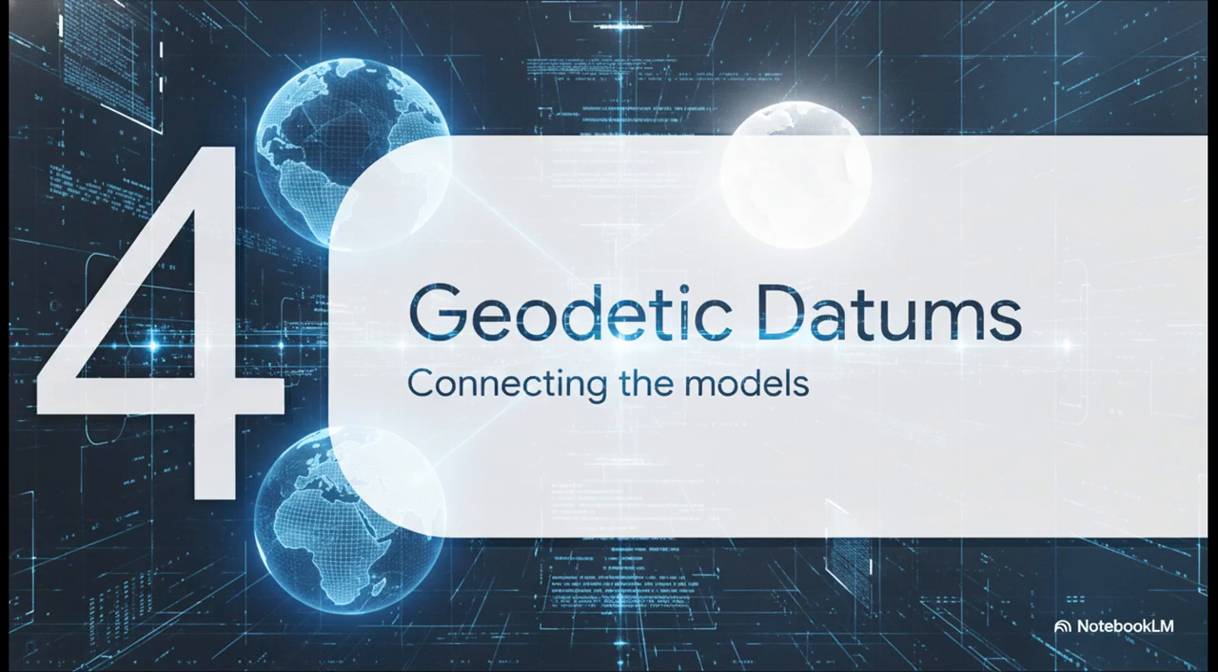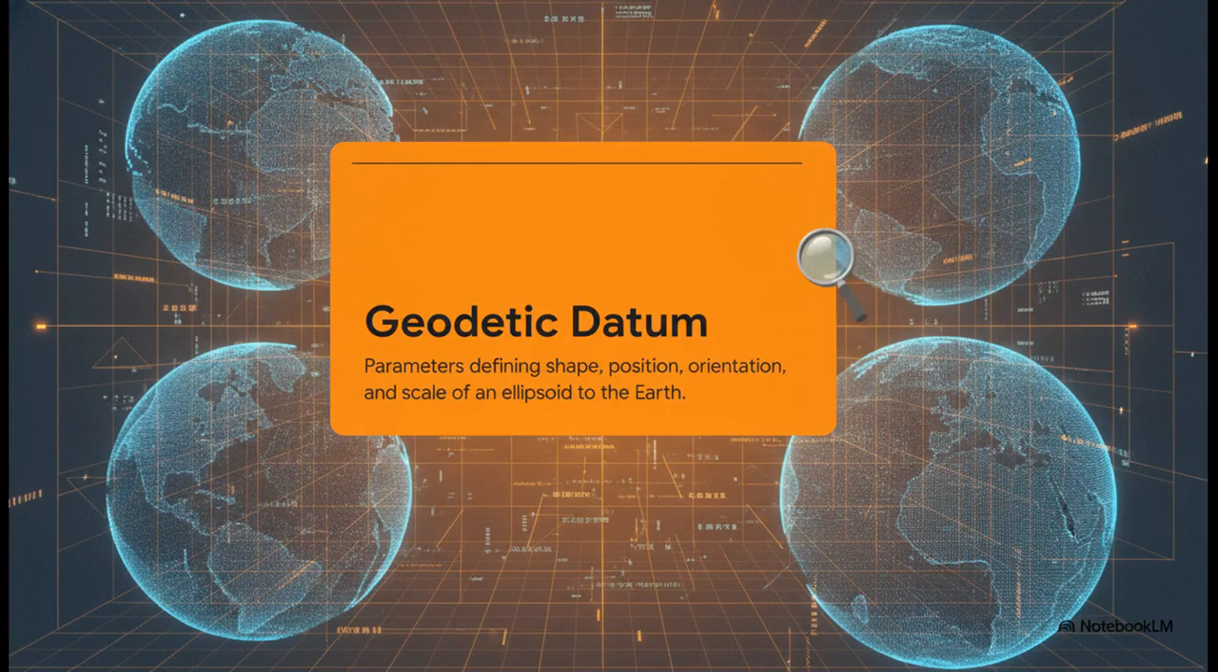All right, section 4, geodetic datums, connecting the models together. So the crucial point is, how do we actually connect our messy physical reality, that gravity-based geoid, with our pristine, smooth mathematical models like the ellipsoid? How do we guarantee that our clean digital map actually matches the physical territory we're walking on? The answer to that profound question is the geodetic datum.